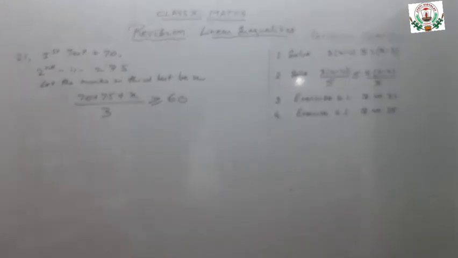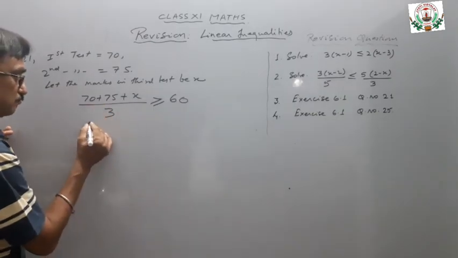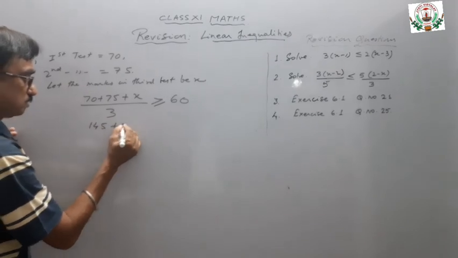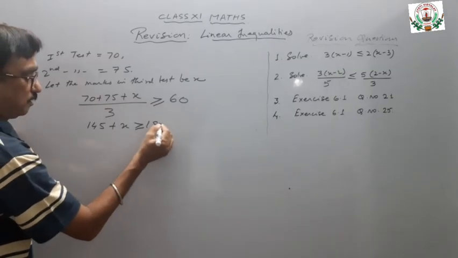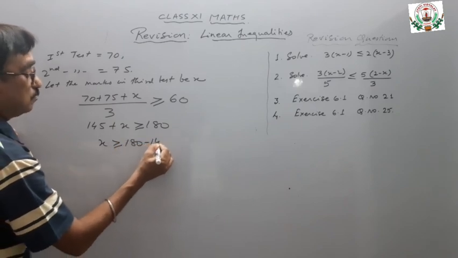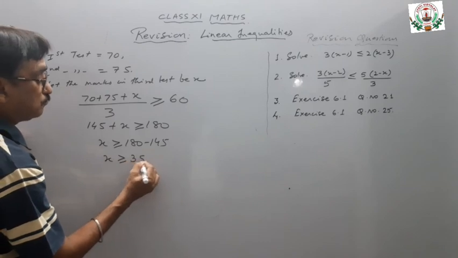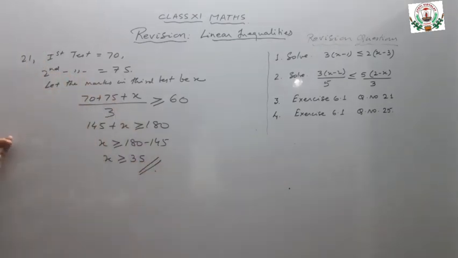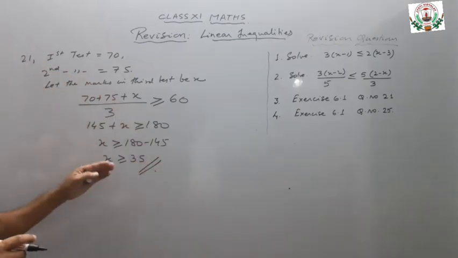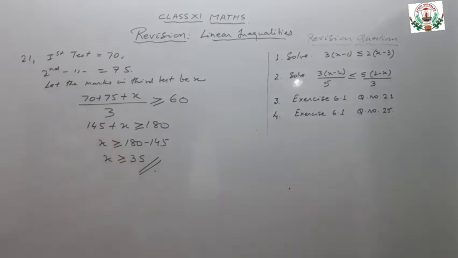At least 60 means it can be 60 and it can be more than 60, but not less than 60. So 70 plus 75 is 145, plus x greater than or equal to 180. x is greater than or equal to 180 minus 145. x is greater than or equal to 35. So that is the third test. At least, Ravi has to score 35 marks in the third test.